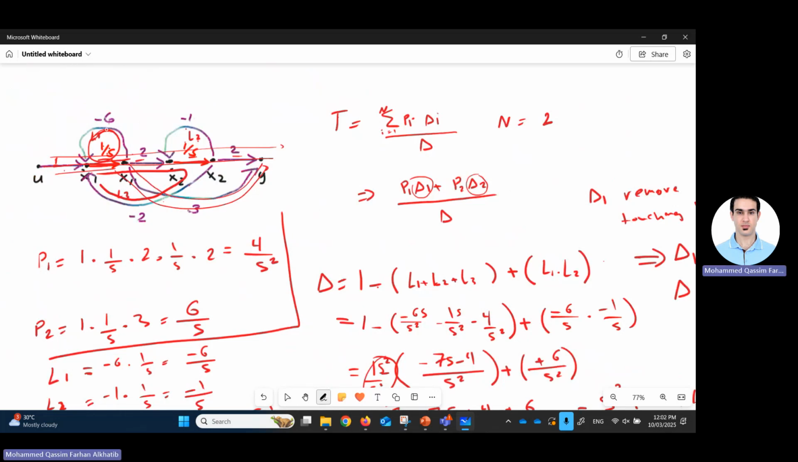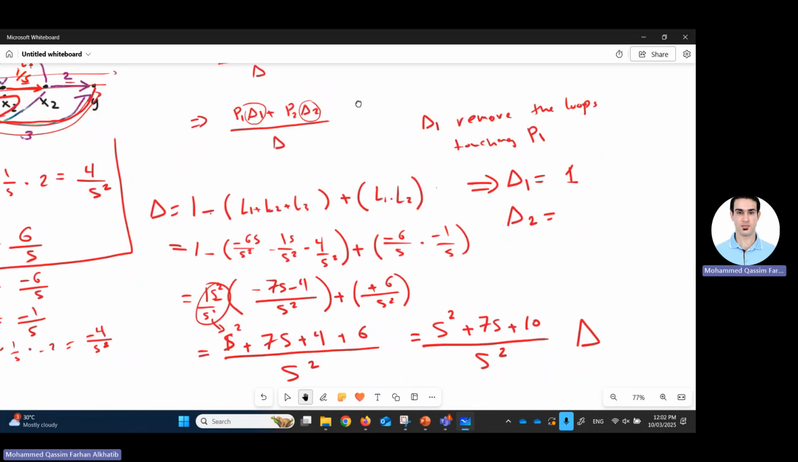Now we notice that L1 is sharing this branch with P2. So remove L1. Also, if you look at this loop 3, it's the same branch. So this is the branch for the path, and this is also the branch of the loop. So L3 will be gone. What about L2? This is the straight path, and L2 is in the middle, so it does not touch it. So L2 remains.